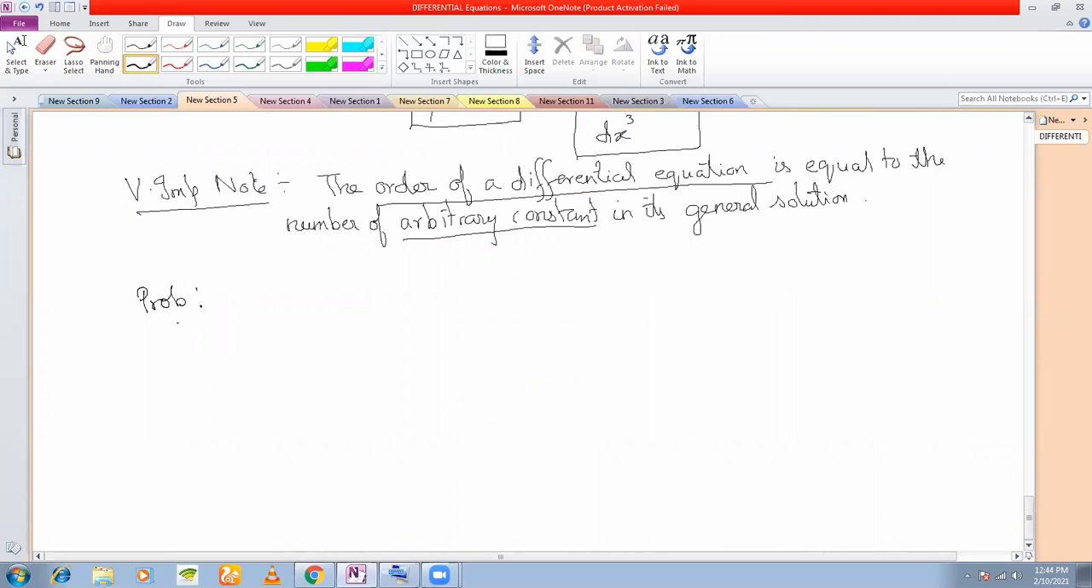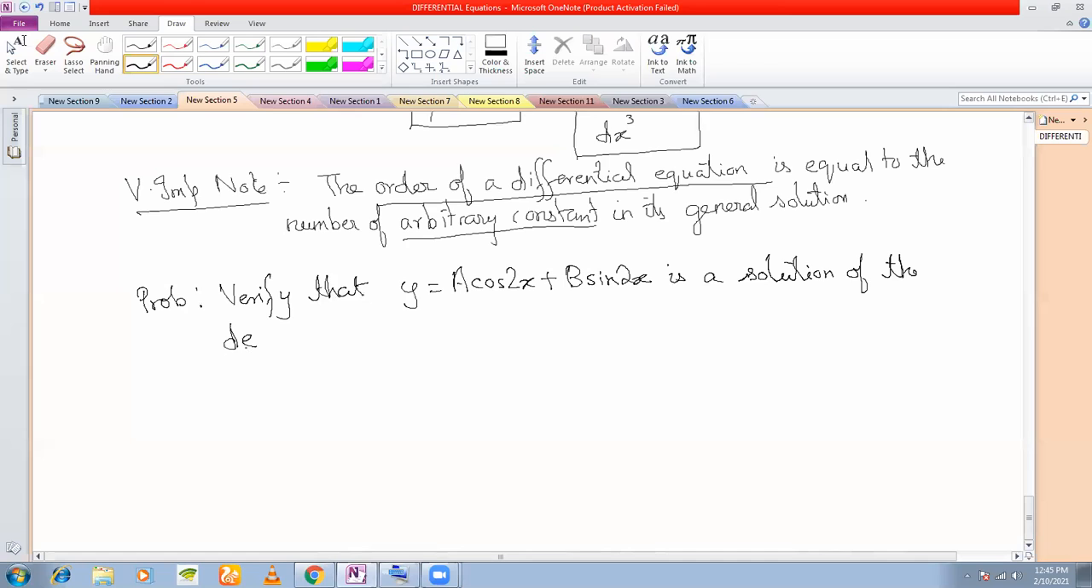Last problem from verification. Question is, verify that y is equal to a cos 2x plus b sin 2x is a solution of the differential equation y double dash plus 4y is equal to 0. This is something that you have to check.